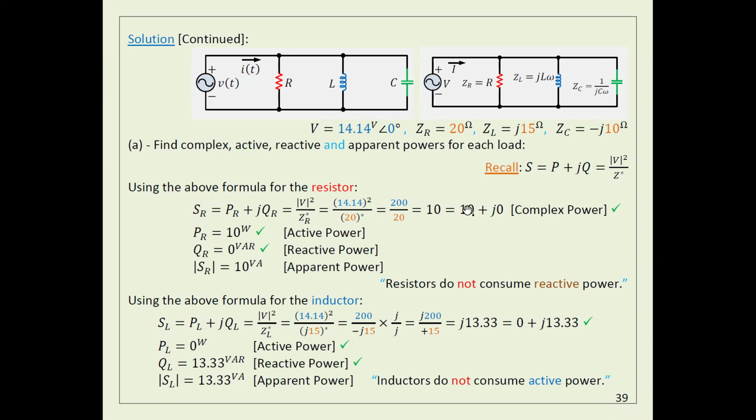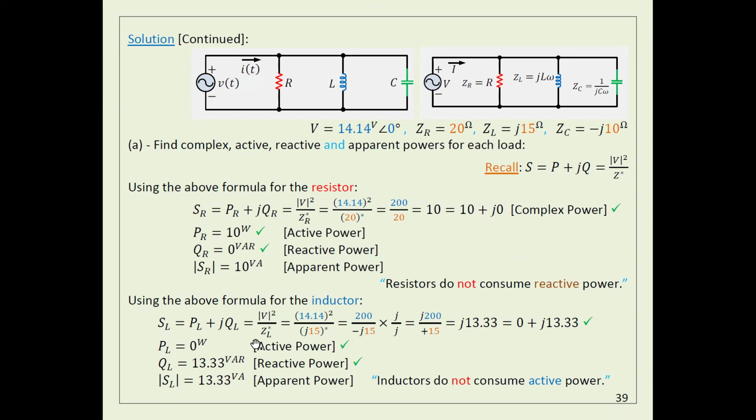So here you can see we only have active power and we have zero reactive power, which makes sense. Active power is coming from storage units, either capacitor or inductor. And because we don't have an inductor or capacitor in this branch, that's why we have zero reactive power.